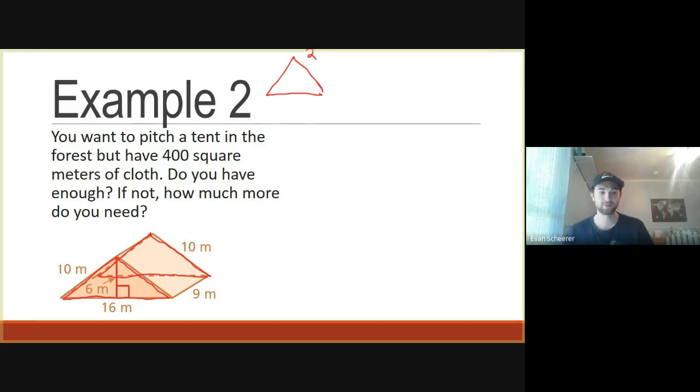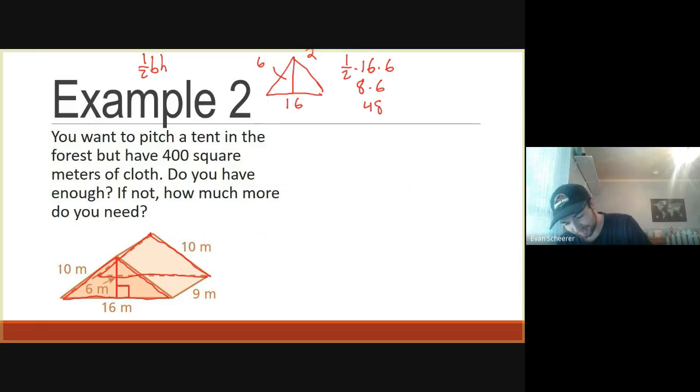There's 2 triangles, but I know that is 16 across and 6 up. So the formula for a triangle is 1/2 base times height. So I'm going to do 1/2 times 16 times 6, right? So therefore, half of 16 is 8. So 8 times 6 is 48. But we said we have 2 of them. So therefore, 48 times 2 is 96. All right, let's erase these colors.